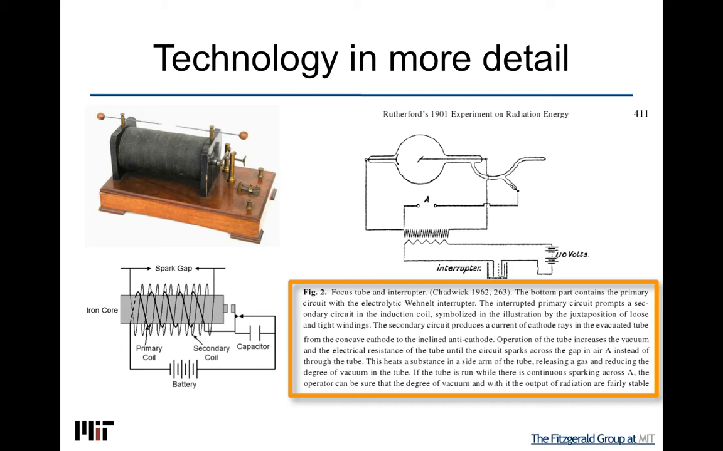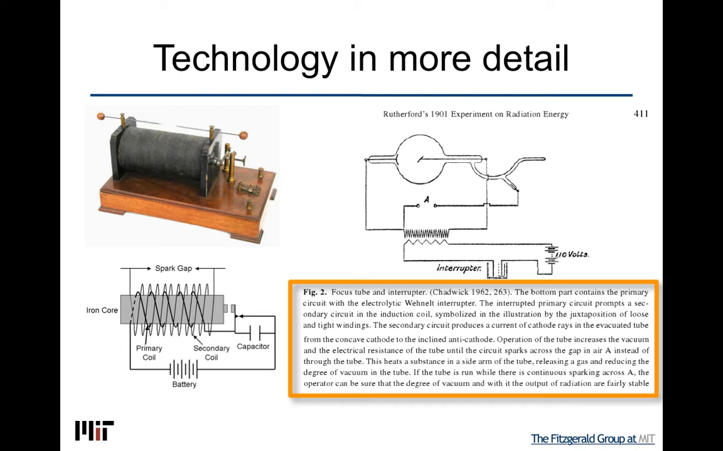And I'm reading now. The bottom part contains the primary circuit with the electrolytic Reynolds interrupter. The interrupted primary circuit prompts a secondary circuit in the induction coil, symbolized in the illustration by the juxtaposition of loose and tight windings. The secondary circuit produces a current of cathode rays in the evacuated tube from the concave cathode to the inclined anticathode.